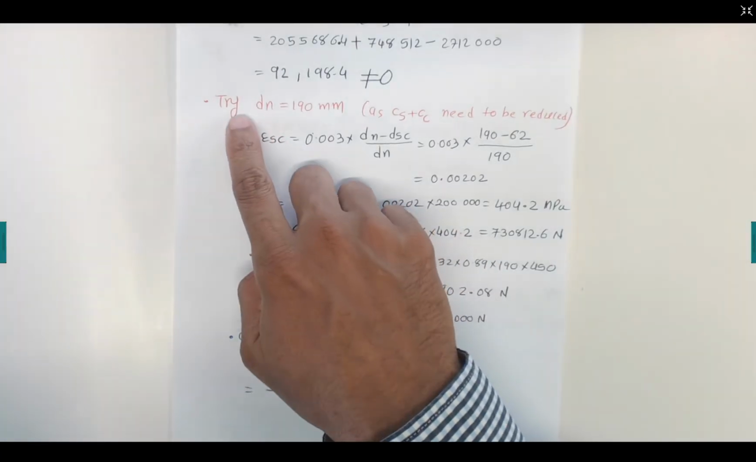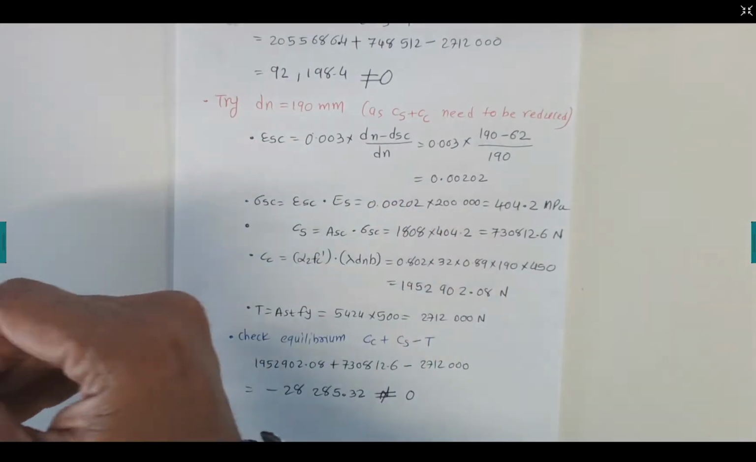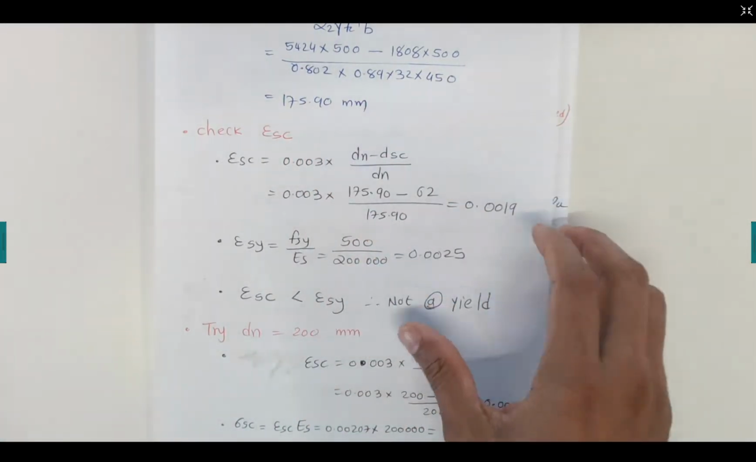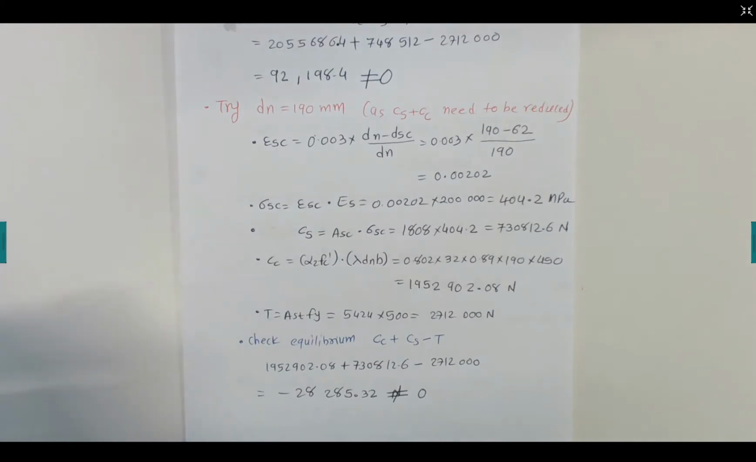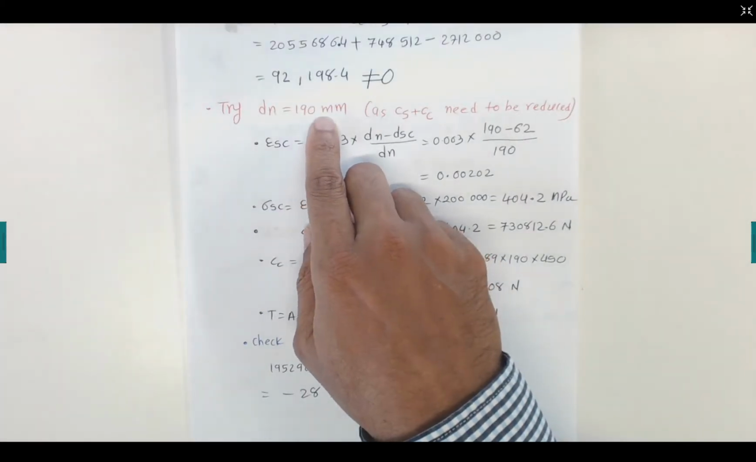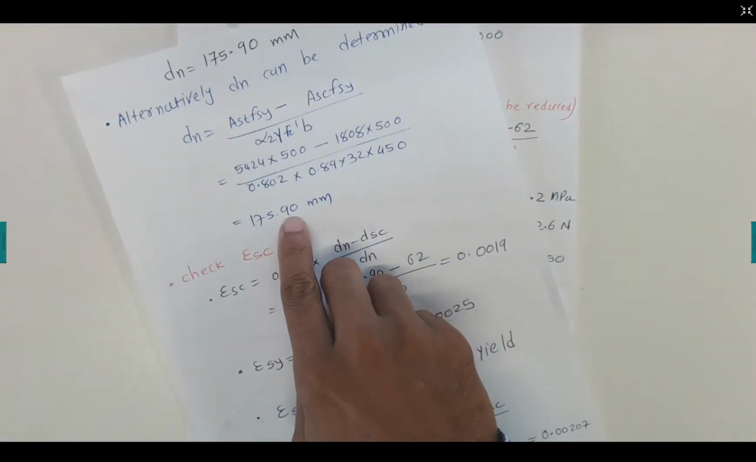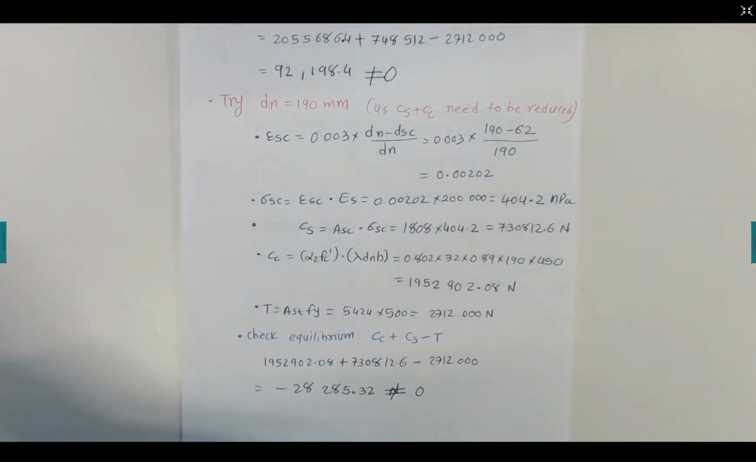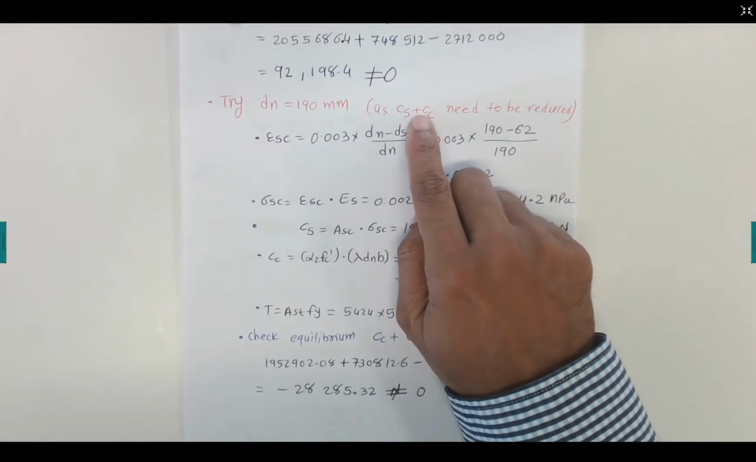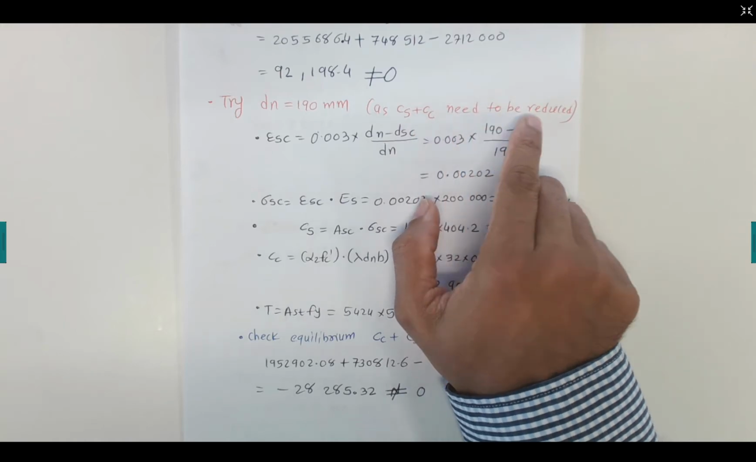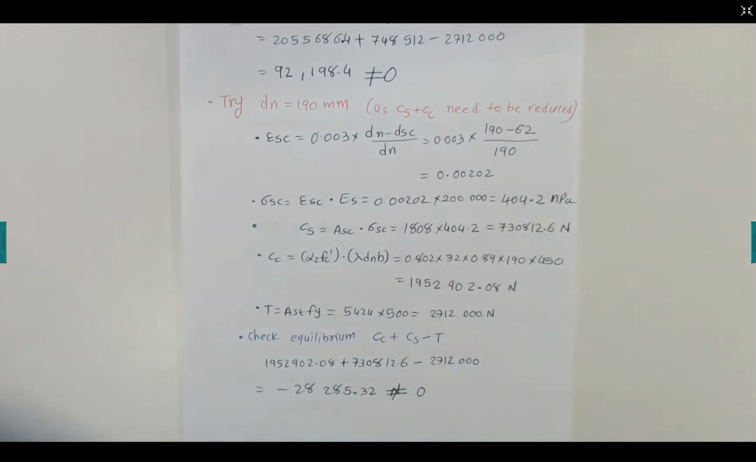Continuing from the previous video, where we tried DN values of 178 millimeters and 200 millimeters, both are not applicable. Now we are trying a DN value of 190 millimeters, which is less than 200 millimeters but still more than 180 millimeters. In that case we need to increase the compression force in the top reinforcement, and the compression force in the concrete needs to be reduced, so we are just reducing the DN value.